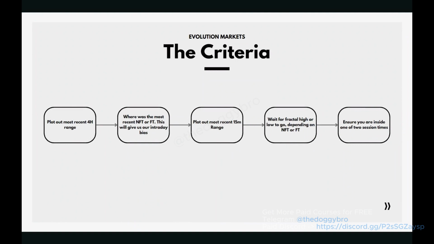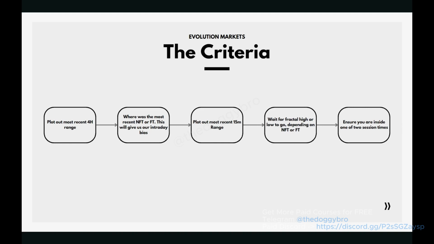So putting all this into perspective and building it together, the criteria is as follows. So firstly, we want to plot out the most recent 4 hour range using the horizontal ray lines and the fractals. Where was the most recent no follow through or follow through? So go back and watch this video a couple of times to make sure you understand what the difference between the two is. And this will give us the intraday bias. And very rarely does it change within the same day.